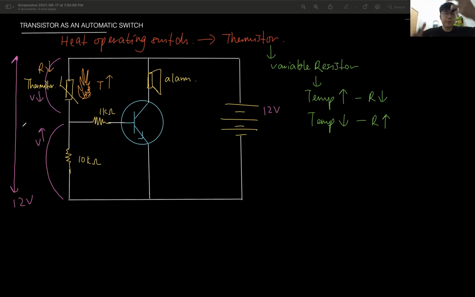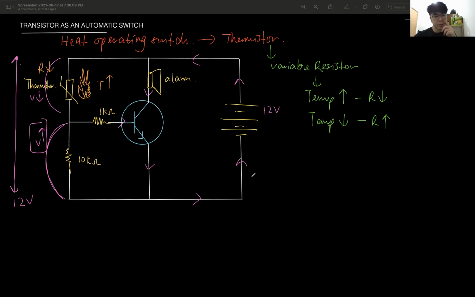They are sharing the voltage. If the voltage across the thermistor increases, then the voltage at the base will drop. It goes like this, hand in hand. So when there's fire, temperature rises, resistance drops, and the voltage across the base will increase, and again it will start the transistor. Then current can flow in the collector circuit. Without enough voltage in the base, current will not flow in the collector.